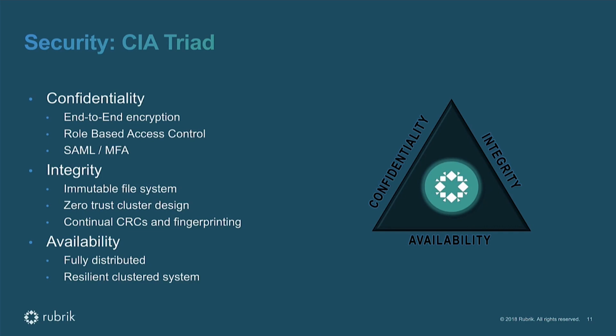The integrity of our backups is maintained throughout the system, and three key highlights are: one, the immutable file system. So what that means is that once a backup is ingested, it can't be modified from an internal or an external source. The second is that we have a zero trust cluster design. So every service and communication is authorized within the stack. The third and final is continual CRCs and fingerprinting in the background. So we can guarantee what you back up is what you restore. It also ensures that hardware failures or other corruption are identified, and we can maintain integrity.